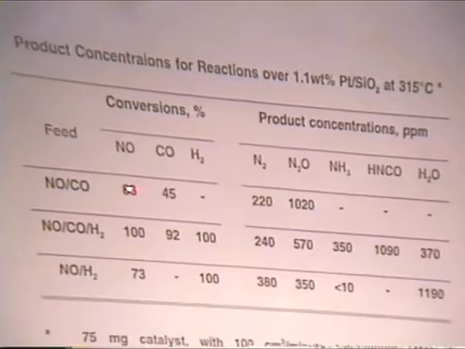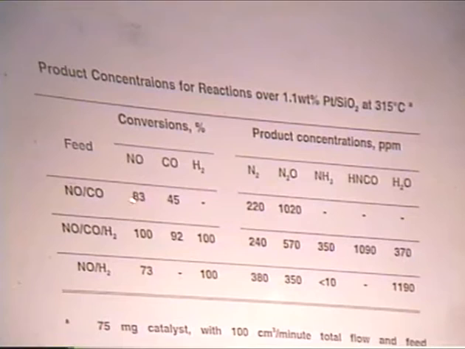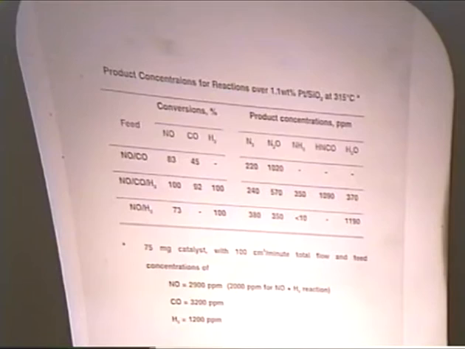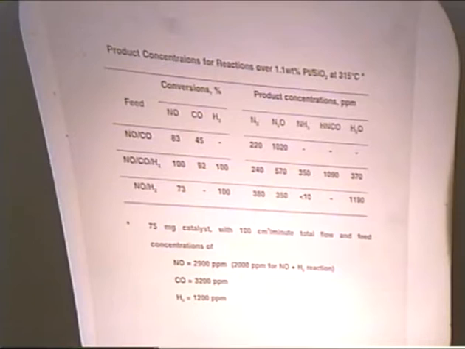At that temperature, NO and CO alone give an NO conversion of 83%, CO conversion of 45%, and N2O is the major nitrogen-containing product. When you add in the hydrogen and it runs to a steady state, the CO conversion has doubled. The NO conversion is complete, and so is that of hydrogen. And you produce about 1,100 parts per million of isocyanic acid. That is from 2,900 of NO, about a third. Same thing for CO, because we didn't have complete conversion of CO, and the same thing for hydrogen. So you can convert quite a lot of these reactants to this one molecule.